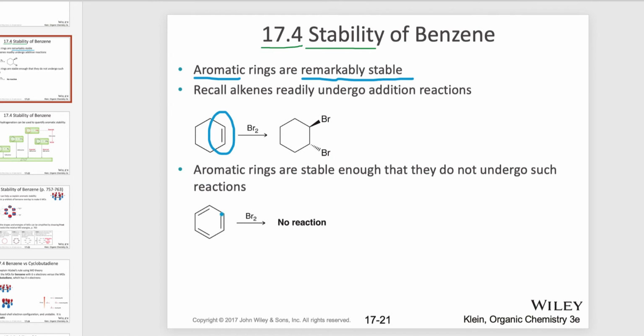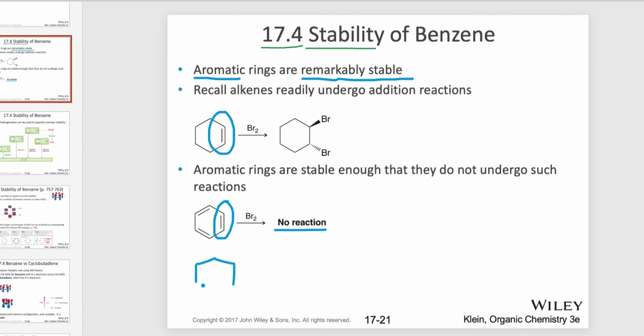When we are looking at an aromatic ring like benzene here, and we use the same reaction conditions, we get no reaction. So that tells us that even though we see a double line here to represent the double bond, this double bond is very, very different from this double bond. And we'll learn in the next chapter, but I'll try to draw it right here.